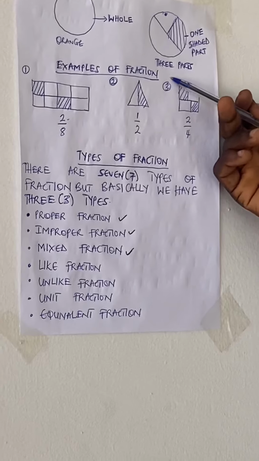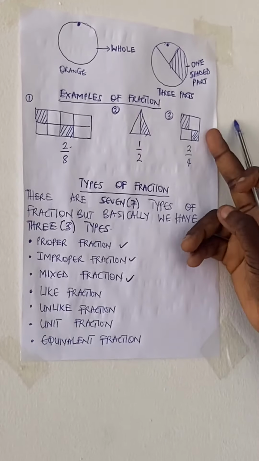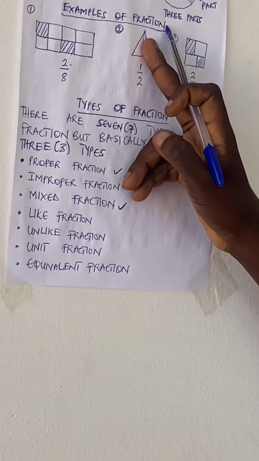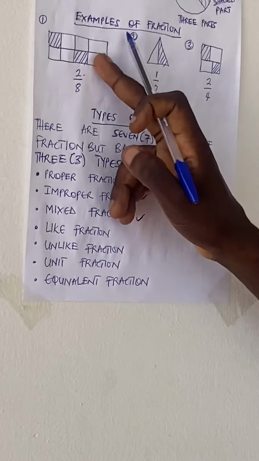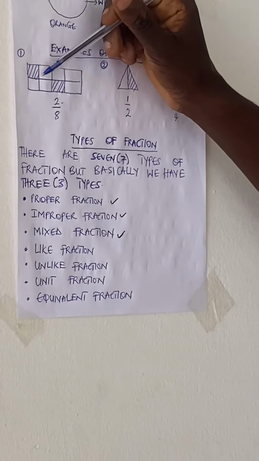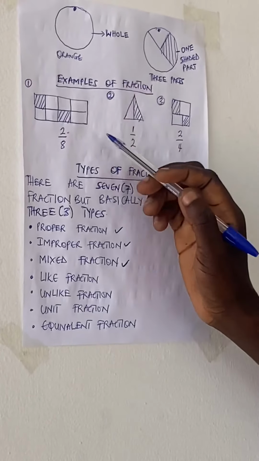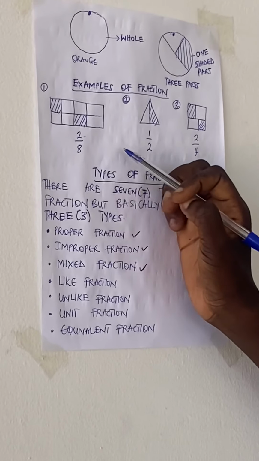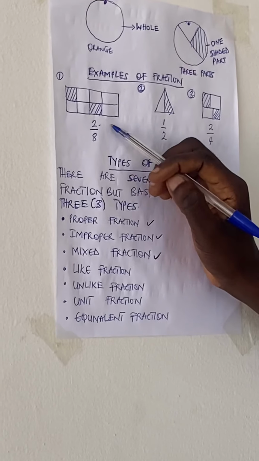Examples of fractions. I've given you a rectangle, a triangle, and a square. And we know that a rectangle has 4 sides, a triangle has 3 sides, and a square has 4 sides. This rectangle is divided into 8 main equal parts. But we see that only 2 of its parts are shaded. This means the total division is the denominator, which is 8, thus the total number of parts. And the 2 which is shaded is how many parts we are talking about.